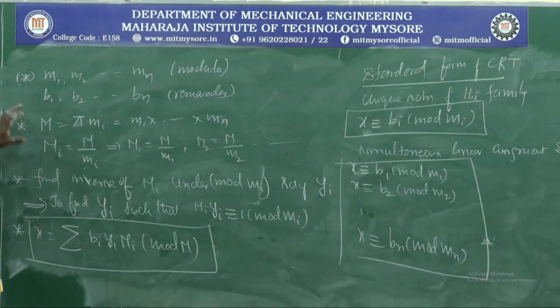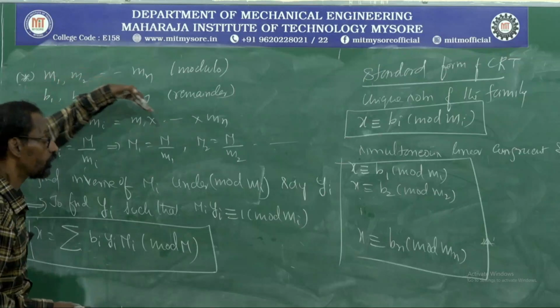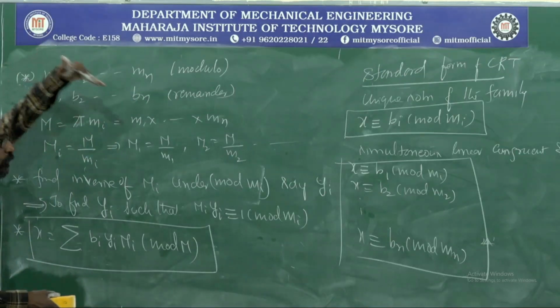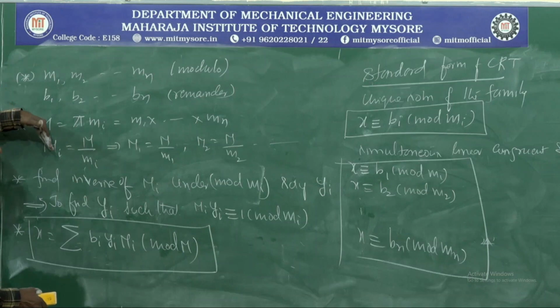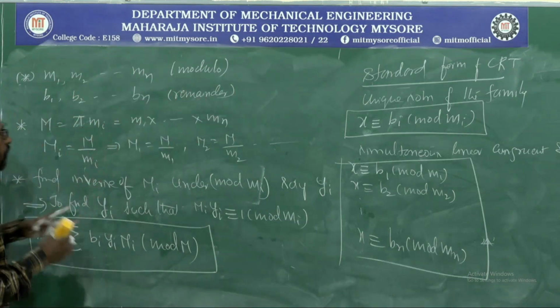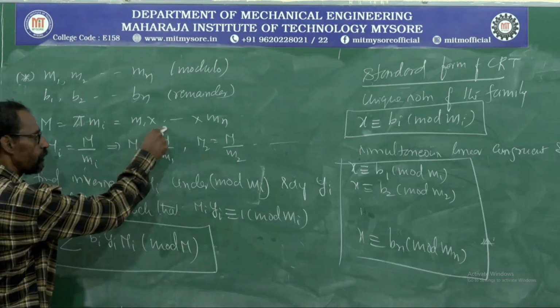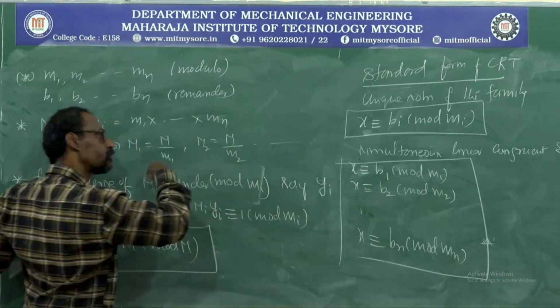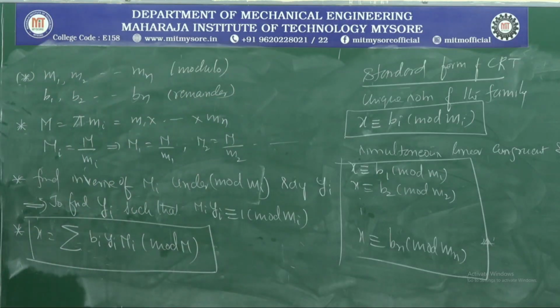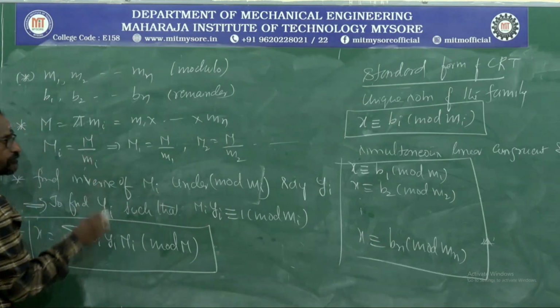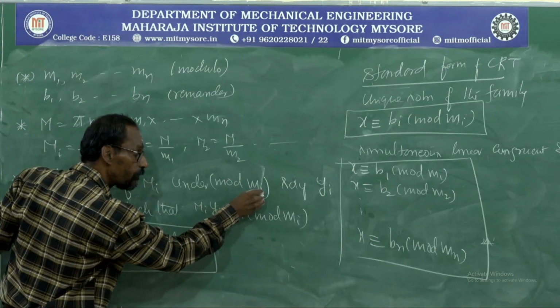Once you standardize the problem, draw the modulo values and draw the remainder values, step number 1. Step number 2, get the capital M as a product of the modulo values. Then using that product, you get capital M1 till Mn by dividing capital M by small mi: M by m1, M by m2, M by m3, like this, go till Mn value. Step number 3, find the inverse of Mi under modulo small mi.